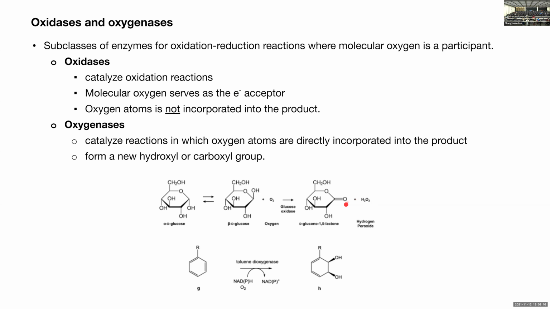The second class is oxygenases, which catalyze reactions of the oxygen atom, but the oxygen atoms will be incorporated into the product in this case. And it also induces the oxidation, but by adding the oxygen here. So here's an example where there's a phenyl ring, and using this toluene dioxygenase, it'll add two hydroxyl groups. So basically adding the oxygen molecules there, or inducing the oxidation of this molecule.